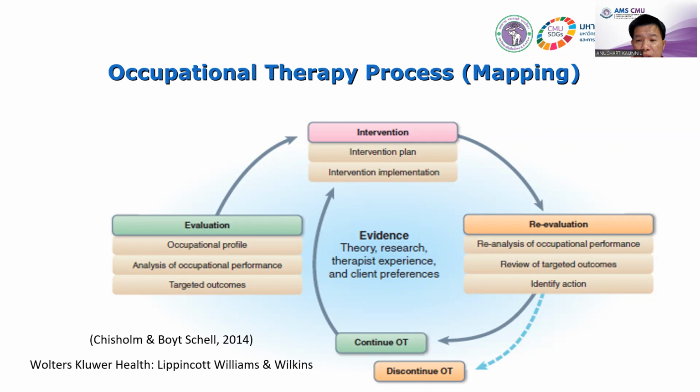Okay, and after that, go to re-evaluation: reanalyze occupational performance, review the target outcome, and identify action. We need to keep the client, continue OT and go to intervention again, or discontinue. All of this we need to do all the way through our work with the client, not only in the physical dysfunction field, but also in mental health, pediatrics, geriatrics, and the community as well.